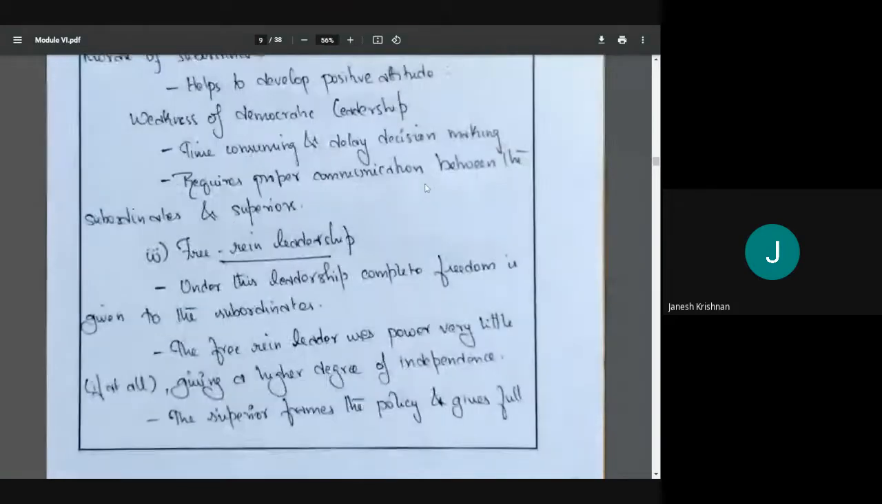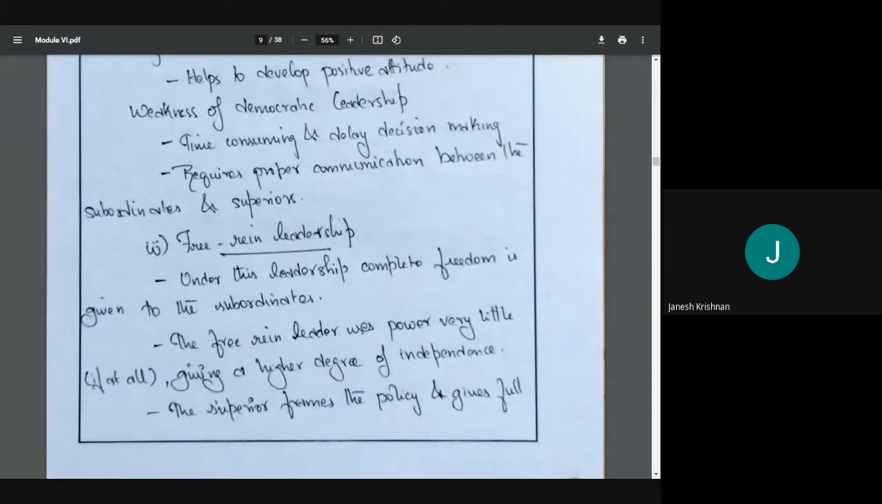The third case is free reign leadership. Free reign means you are completely free. Under this leadership, complete freedom is given to the subordinates. The free reign leader uses his power very little, if at all, giving a high degree of independence.